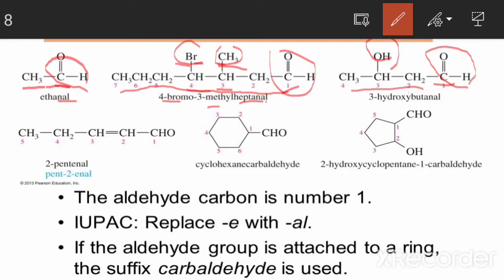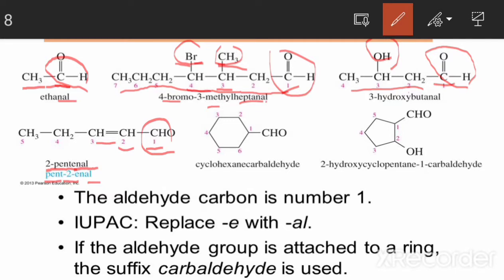And the other example is where the aldehyde group is the first carbon, and on the second carbon there is a double bond present in the chain. So it will be named as 2-pentenal. Pent means 5 carbons in the chain, and on the second position there is a double bond, and al for aldehyde group.